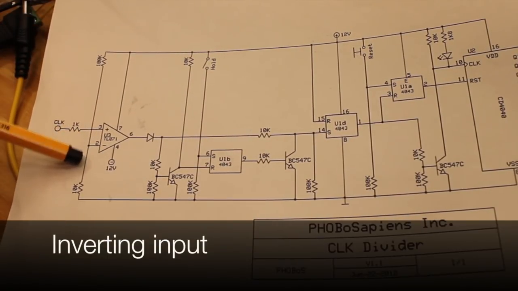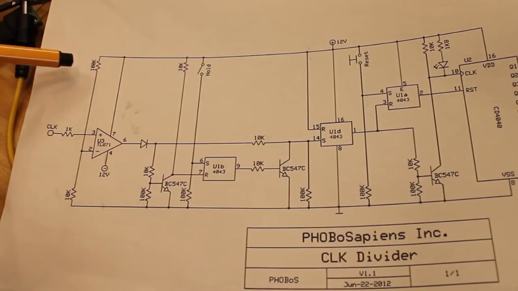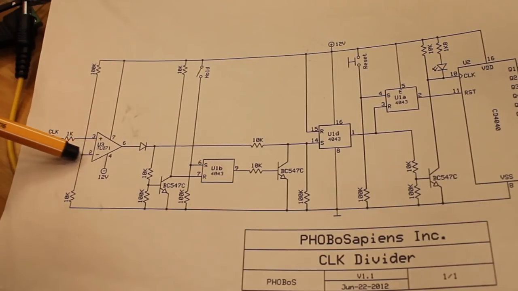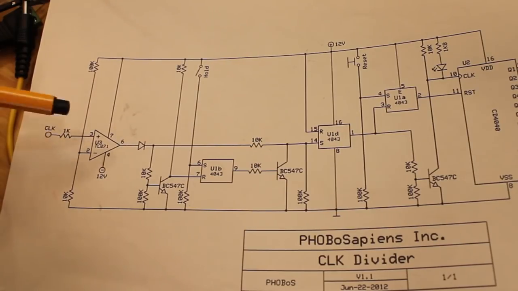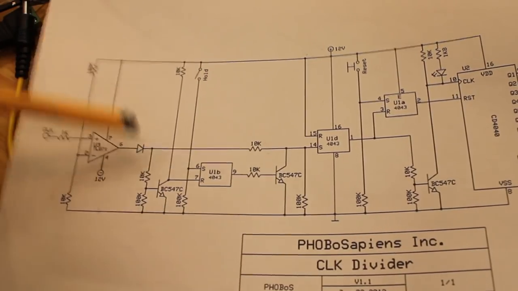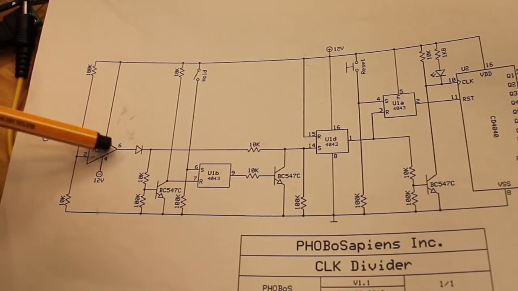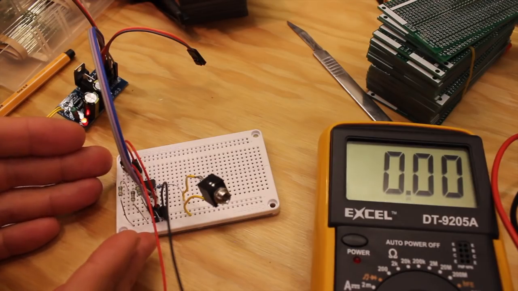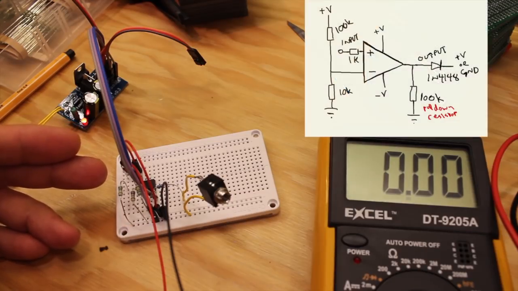The negative input is connected to a voltage divider with 10k to ground and 100k to 12 volts. And this gives the voltage reference of around 1 volt. So if the clock input is lower than 1 volt, we have minus 12 volts out. And if it is higher than the voltage reference, then we have plus 12 volts out. Again, a diode.